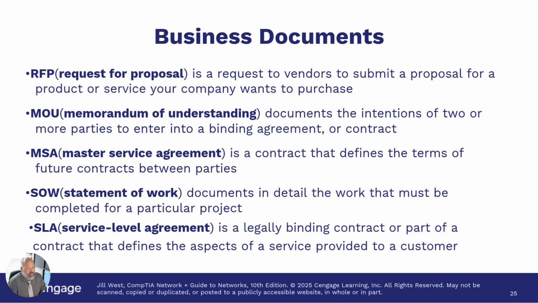RFP is the request for proposal. It's like saying, hey, vendors, what can you do for us? MOU is the Memorandum of Understanding. This is like, hey, we're thinking about doing business together, let's hash this out and create some sort of agreement. MSA is a Master Service Agreement, which basically dictates the rules for how you're going to do future deals. Statement of Work is SOW, and this is specifically, here's what you need to do. SLA, Service Level Agreement, is your expectation of what level of service you expect.